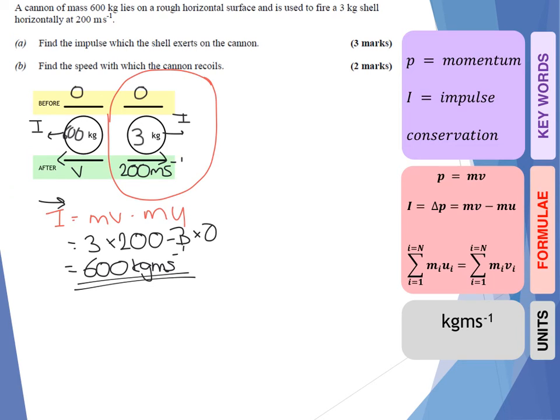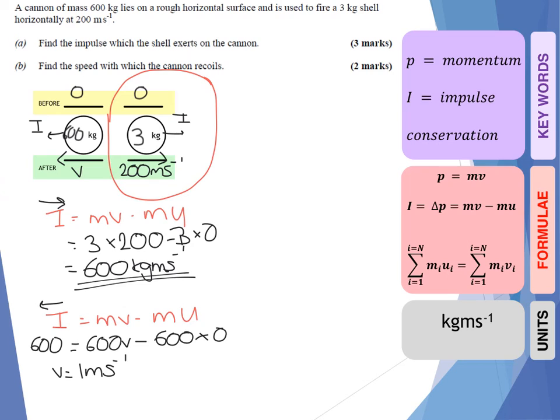Secondly, we've got to find the speed with which the cannon recoils, and for this we could use conservation of momentum, or now that I know the impulse I could use that instead, and I'm going to show you how you'd use that. So we do the impulse for the left-hand particle, the cannon, going in this direction. We know the impulses are equal, so this has to be 600 as well. The mass is 600, the final velocity is unknown, minus 600 times 0 because its initial velocity was 0. Rearranging, v is equal to 1 meter per second.